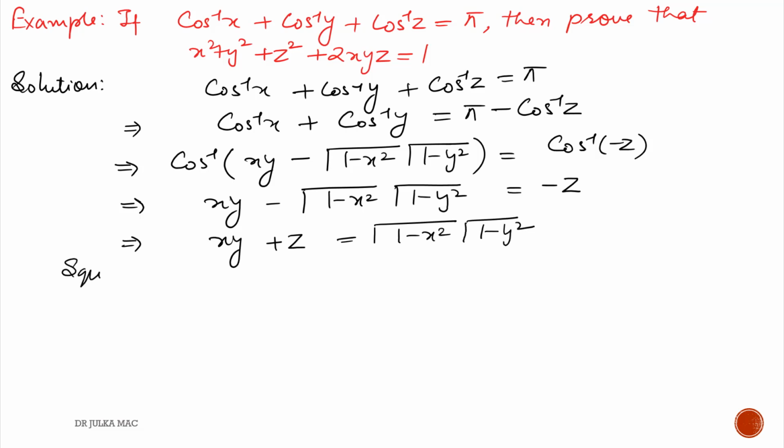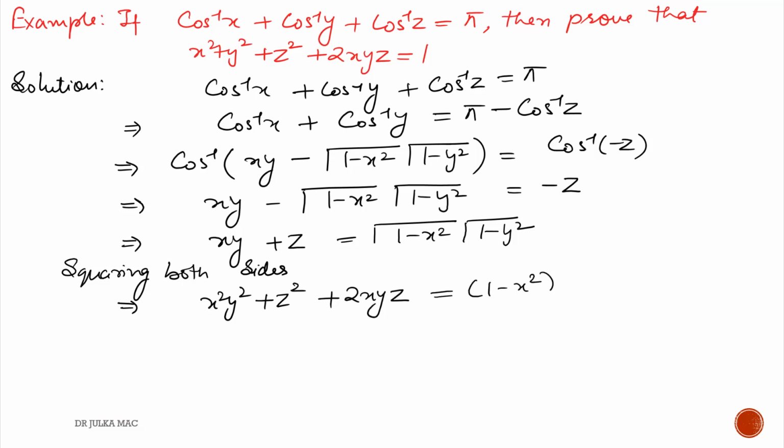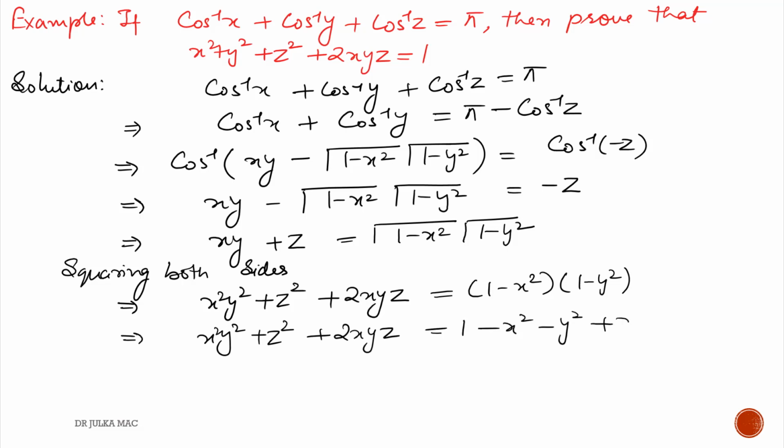And now xy + z = √(1 − x²) √(1 − y²). Squaring both sides, we will get (xy + z)² = x²y² + z² + 2xyz, which equals (1 − x²)(1 − y²). After simplification, we will get x²y² + z² + 2xyz = 1 − x² − y² + x²y². Cancel x²y² from both sides, and the answer is x² + y² + z² + 2xyz = 1.